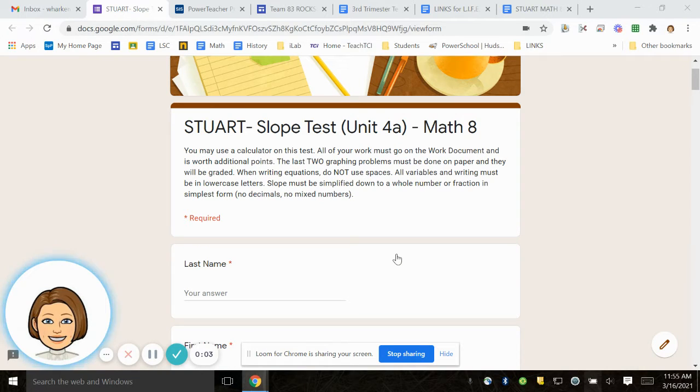This is the slope test. You may use a calculator on this test. All of your work must go on the work document and is worth additional points. The last two graphing problems must be done on paper and they will be graded for accuracy.